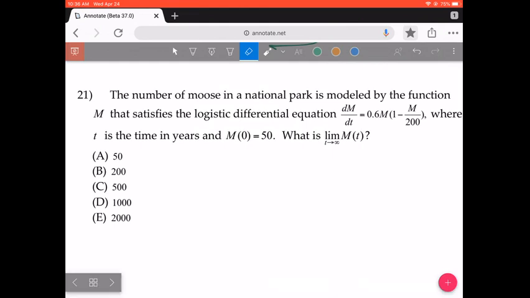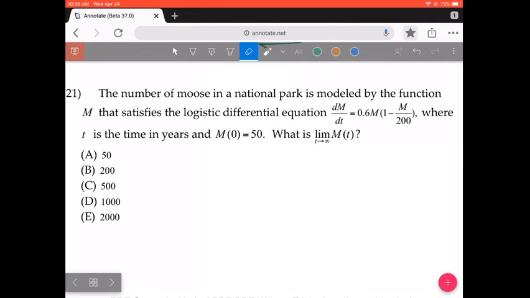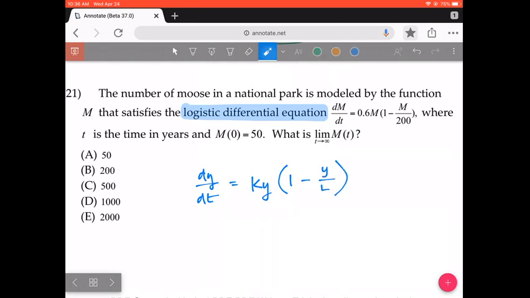Alright, and the last one, number 21, this was a logistic differential equation problem, and this was not something that we explicitly went over during the year. However, you may have seen a few questions here and there on your mock or on another practice problem. To briefly go over logistic differential equations, they're in the form dy dt is equal to k times y times 1 minus y over L. So this is the general form of a logistic differential equation.